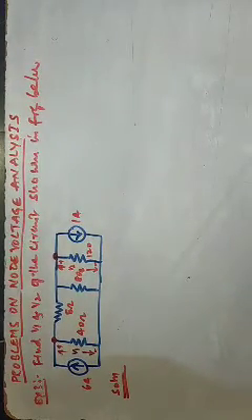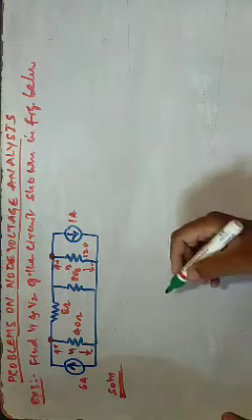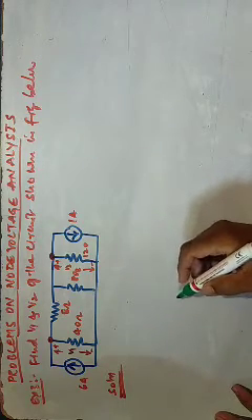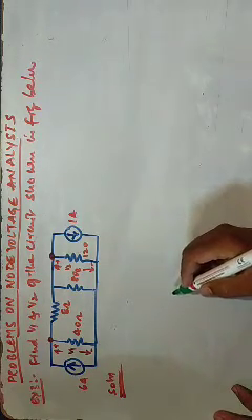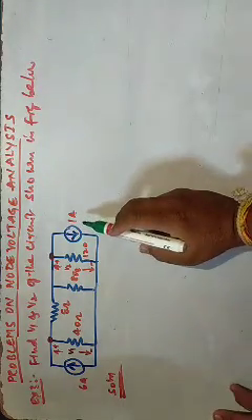Here is another problem on node voltage analysis. In this problem, you have to find V1 and V2 of the circuit shown in the figure below. You have to select the nodes correctly. This is a current source, and this is also a current source.